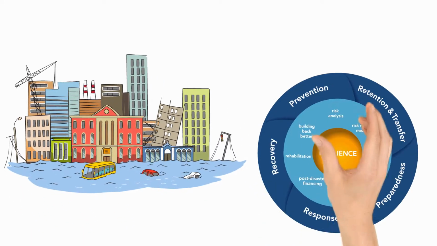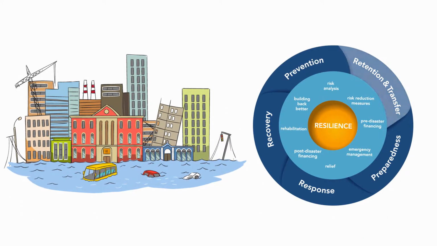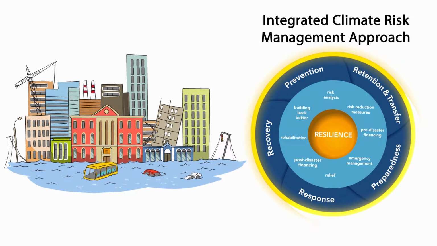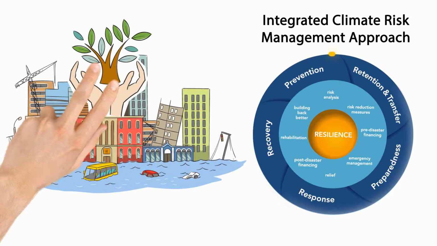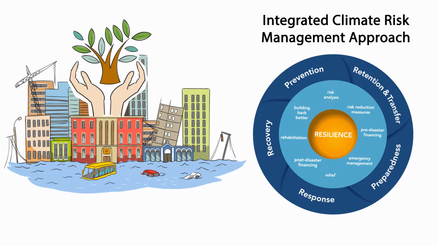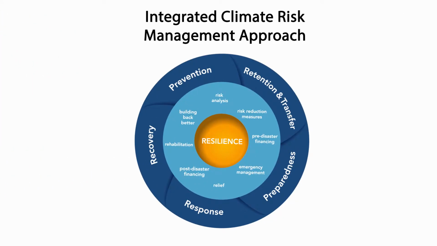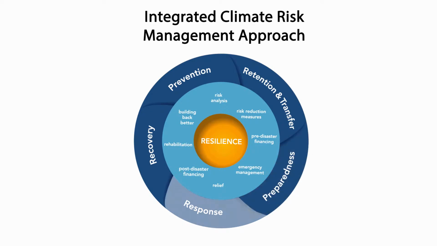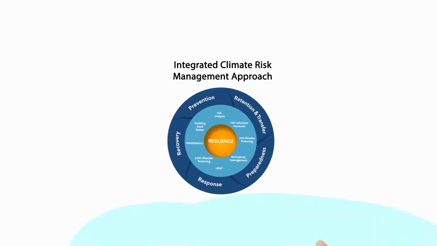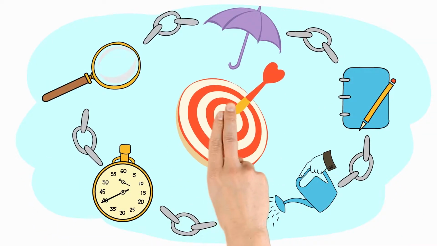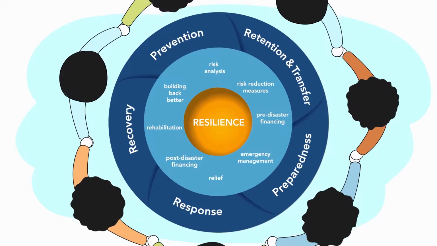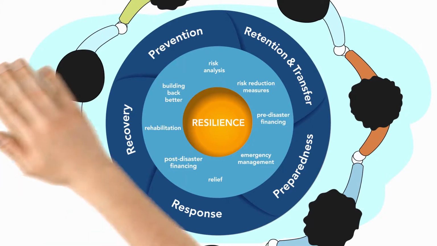The good news is that actions can be taken to lessen the impacts of climate change on cities. The integrated climate risk management approach is a holistic understanding to strengthen cities' resilience towards the impacts of climate change. The concept entails risk prevention, retention and transfer, preparedness, response and recovery. These 5 steps are interlinked and work best when the activities are coordinated together with city authorities and inhabitants.